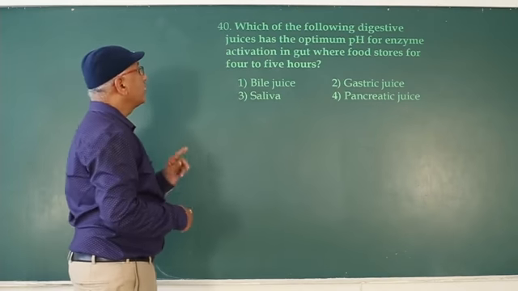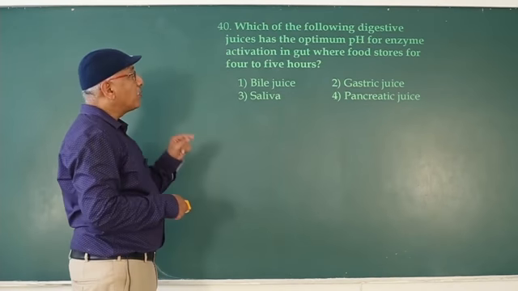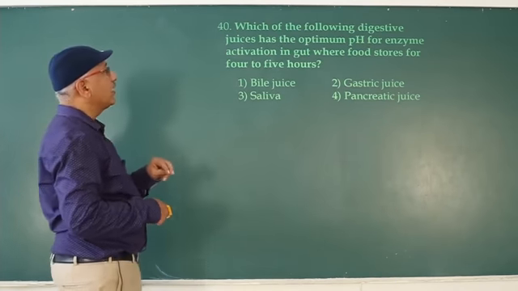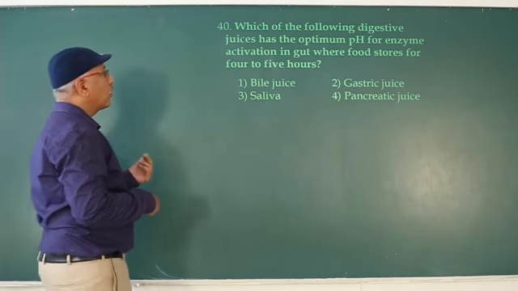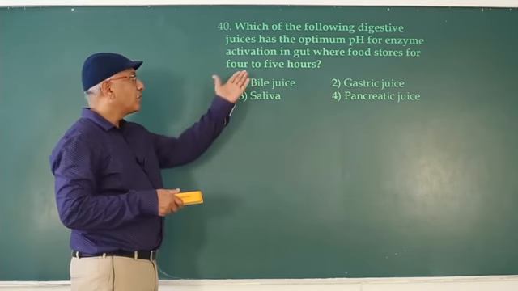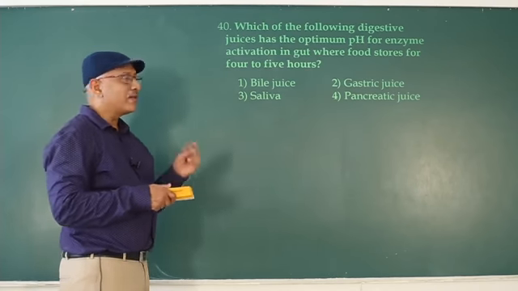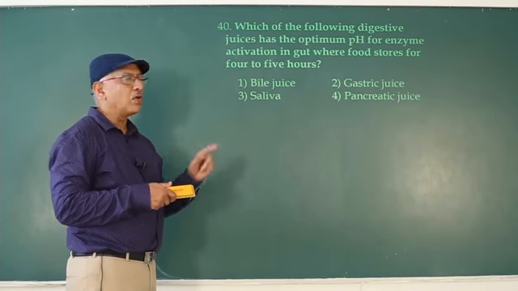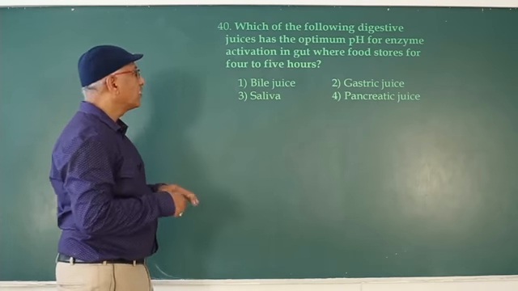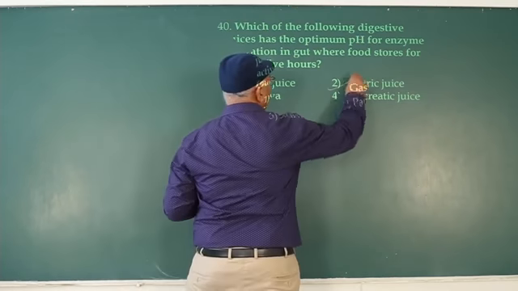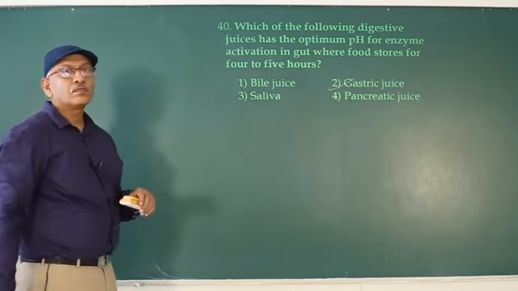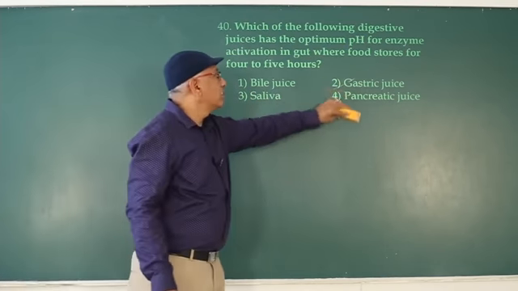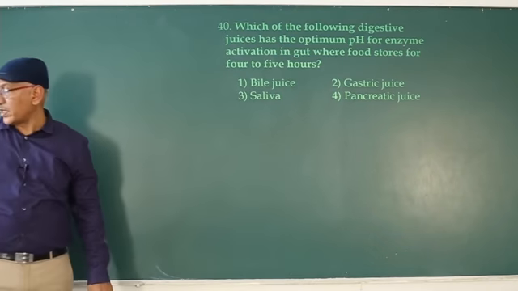Which of the following digestive juices has the optimum pH for enzyme activation in the gut where food is stored for 4 to 5 hours? So indirectly the paper setter is talking about the stomach. The stomach only temporarily stores the food for 4 to 5 hours. So that is gastric juice. Next question.